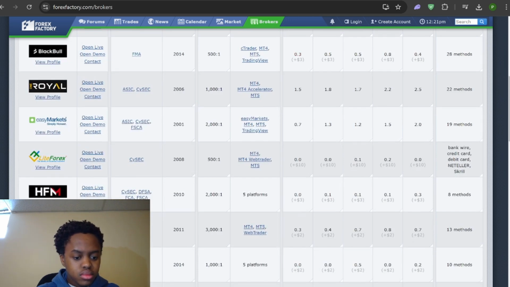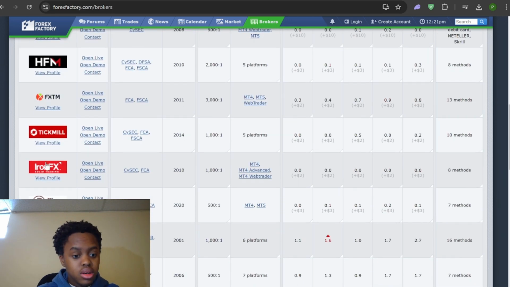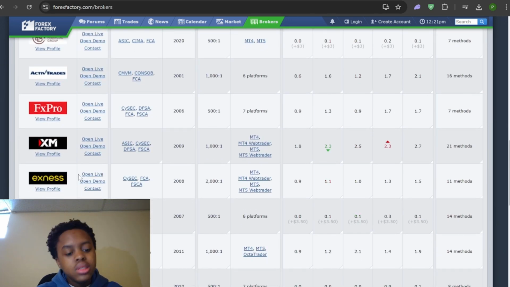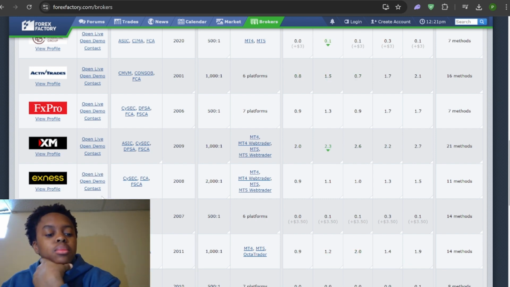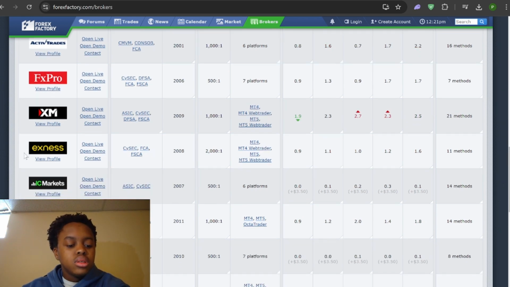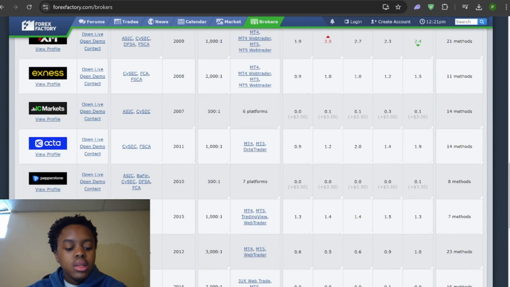FXCM, FXTM, Iron FX, yeah. Xness is basically for Nigerians. Most of my Nigerian friends use Xness. IC Markets is also good for Americans, Canadians and stuff like that.